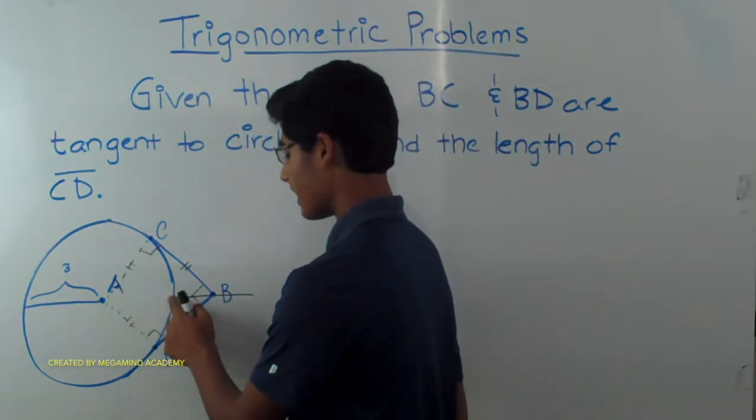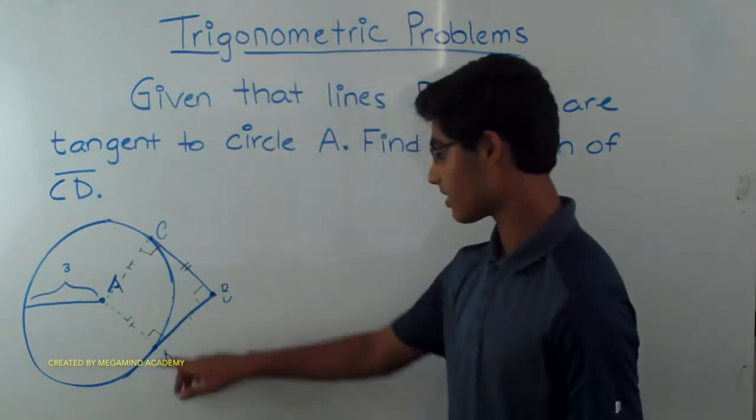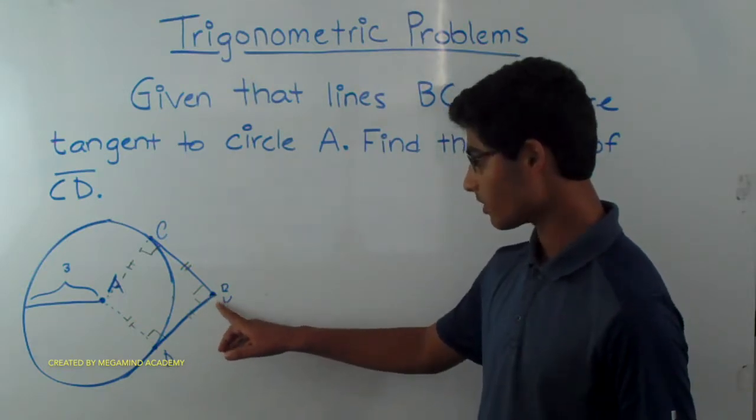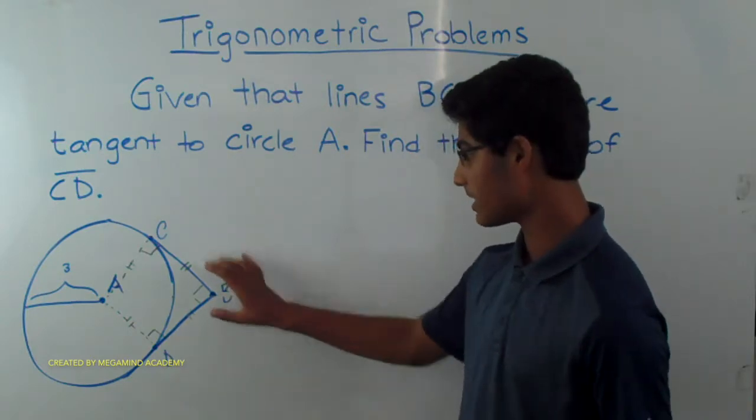So given that we know that this is 90 degrees and they're starting from point B, we can infer that this would also be 90 degrees and these would be the same size.